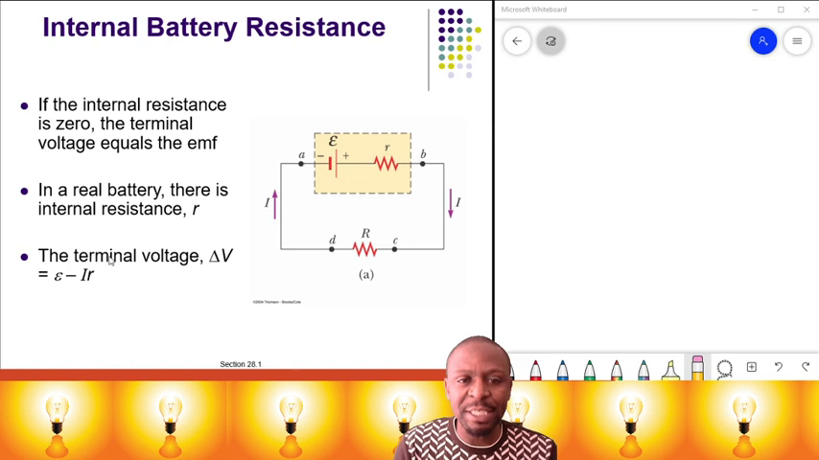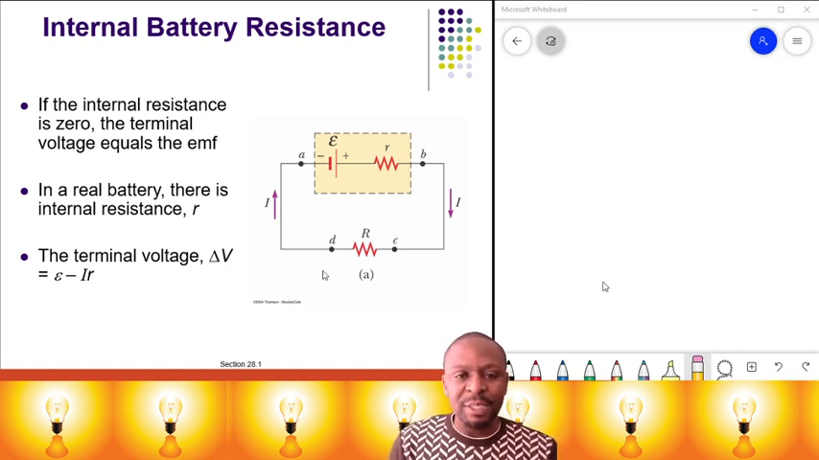Now, the change in the terminal voltage, change in V, is just equal to EMF minus Ir, the current times the internal resistance, where this minus is used because there will be a drop in the voltage when you pass through the resistor. You'll just see when we do Kirchhoff's law. Now, that's what you are going to have.